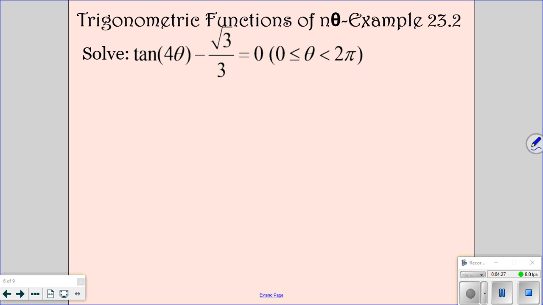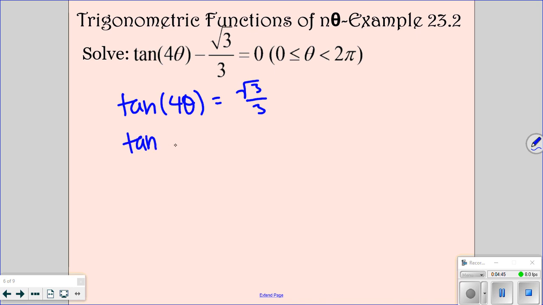Solve tangent of 4 theta minus square root of 3 over 3 equals 0. So the first thing you need to do is to get your tangent part by itself. So we're going to add the square root of 3 over 3 to the other side. And then I'm going to replace 4 theta with a variable.